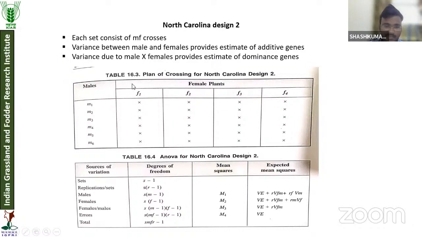You can estimate general combining ability for the F1. So it will give additive gene action. The variance due to male into female will provide the estimate of dominant gene action. So this is ANOVA for North Carolina design 1.